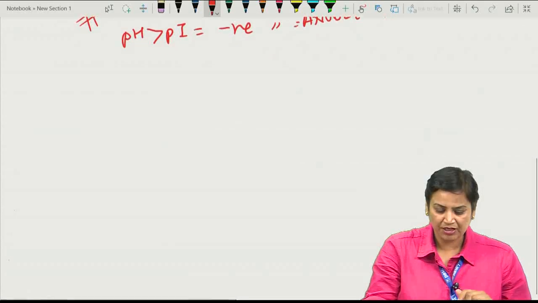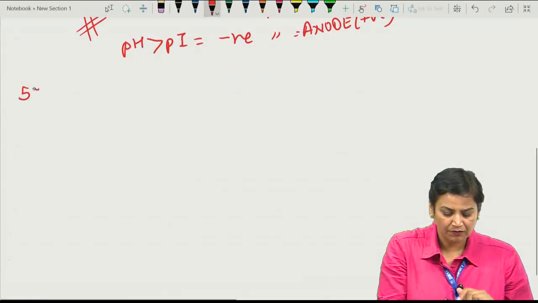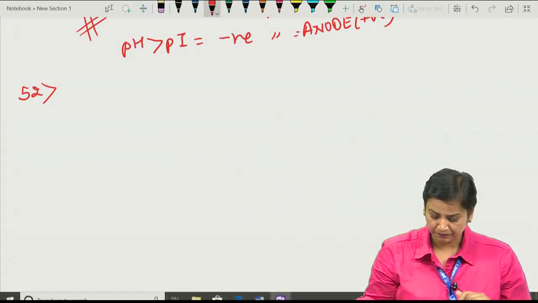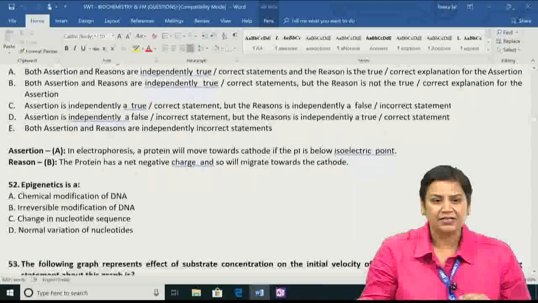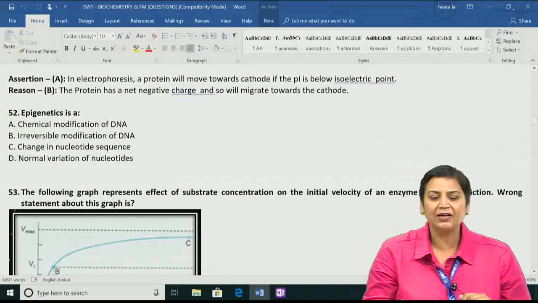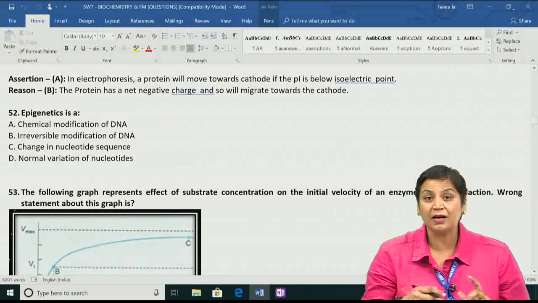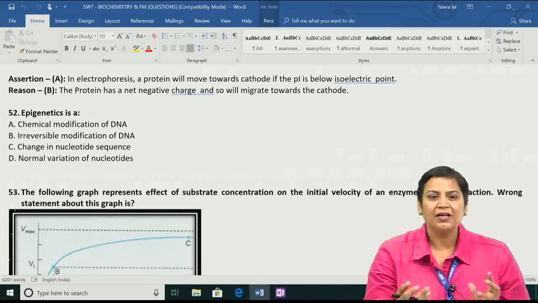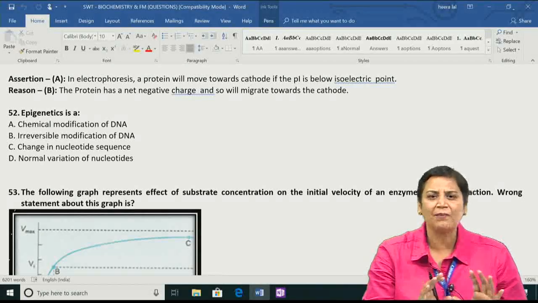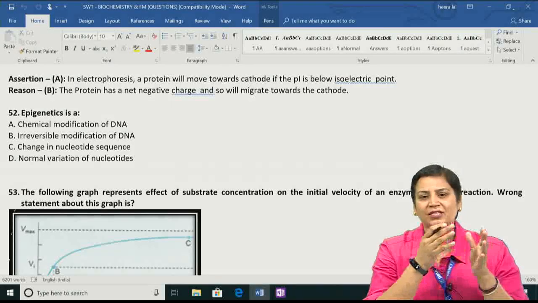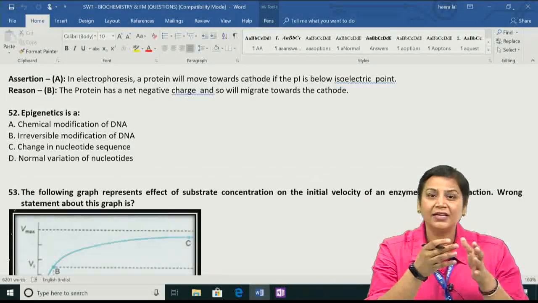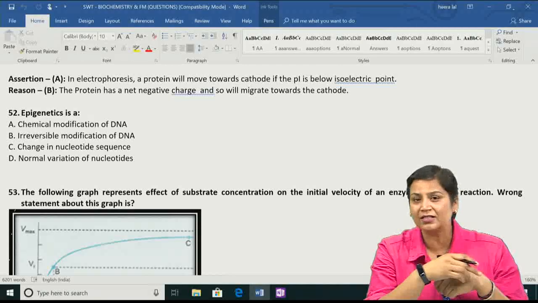Let's move to question number 52. Epigenetics is? Now see, it is clear from the word itself. Epi means above, upon genetics. The options are, basically, epigenetics is a simple chemical modification of DNA, because DNA is transcribed into RNA and RNA translates the information into proteins.